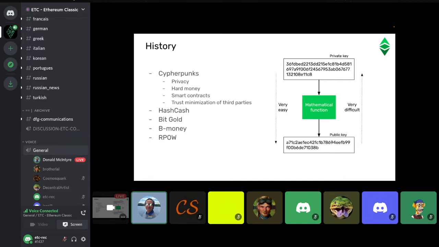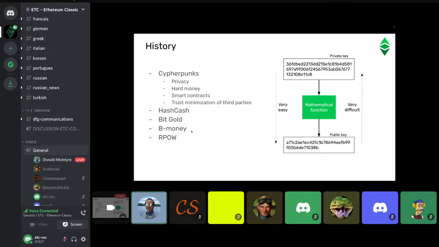A cryptographic hash that is done with proof of work is analogous to an ounce of gold in the real world. And that's the connection between the physical world and the digital world. And that's why we call Bitcoin and Ethereum Classic digital gold. So HashCash and then BitGold. BitGold is also a key component of Bitcoin today.